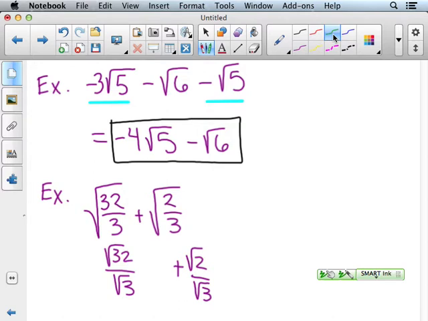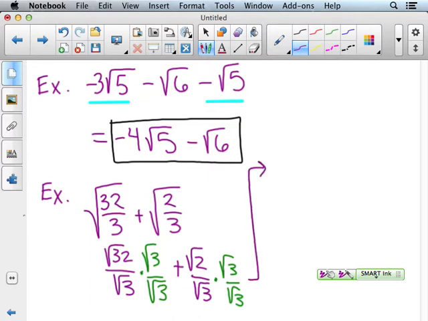Now I know that we're doing a square root, so in order to complete that square, I need how many more 3's underneath? I need one more 3, so I have to multiply by square root of 3 over square root 3. Same thing happens here. I end up with square root of 96 divided by 3. 3 times 32 is 96. And then plus square root 6 over 3.